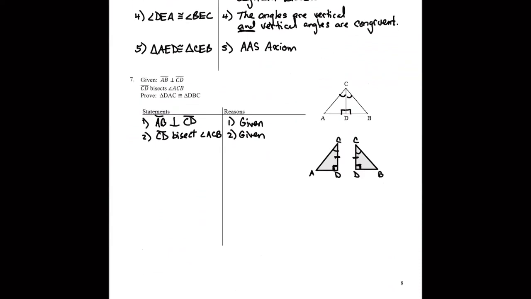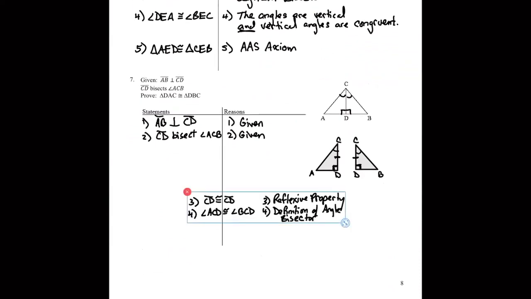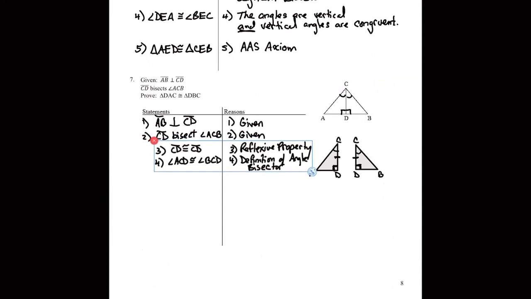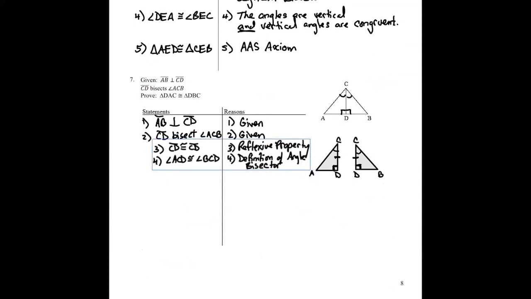Same picture. You're asked to do something slightly different with it, but ultimately it's the same thing. So I have reflexive property and definition of angle bisector. So that gets me most of the way there. I haven't addressed the congruence of angle ADC. We have ACD and BCD, but I need angle ADC and angle BDC.